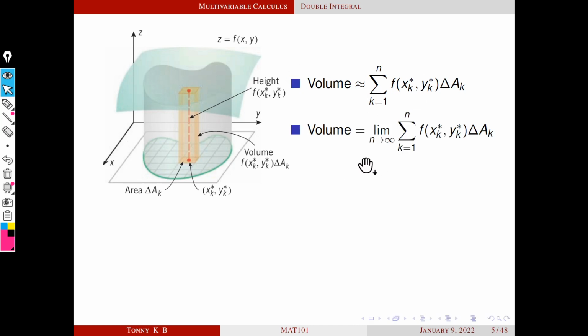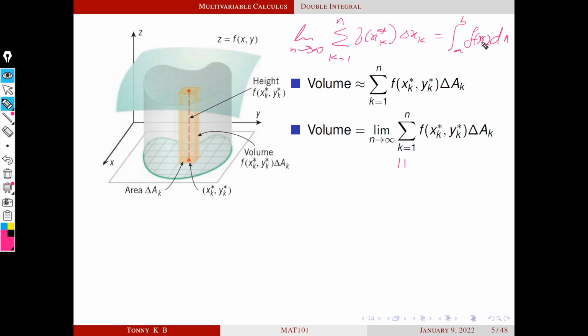So we can evaluate the volume using the formula limit n tends to infinity, sigma k equal to 1 to n, f of xk star, yk star, delta Ak, the infinite sum. Okay, so this infinite sum is exactly our volume. Clear? This is the extreme case. In one variable calculus, we know that this infinite sum is equal to the integral a to b f of x dx. So what about this infinite sum?